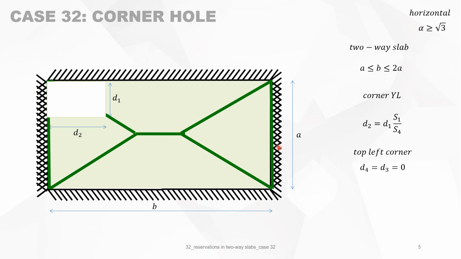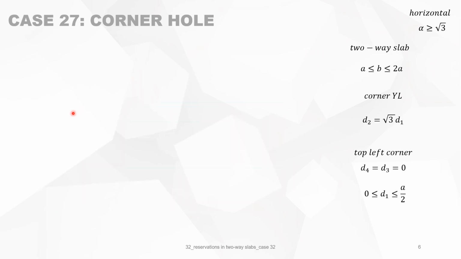And the top left corner is at 0, 0. It means that D4 and D3 are 0. And we only cut one yield line, so this reservation goes from the top up till there. So it means D1 is smaller than S4. We first deal with the case of the horizontal yield lines, with the limitation that alpha must be bigger than square root of 3.